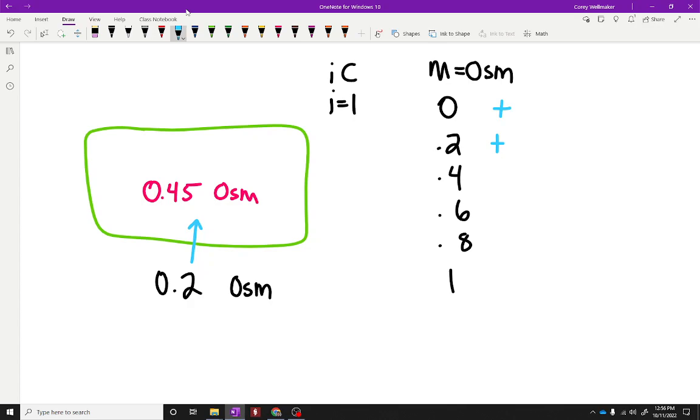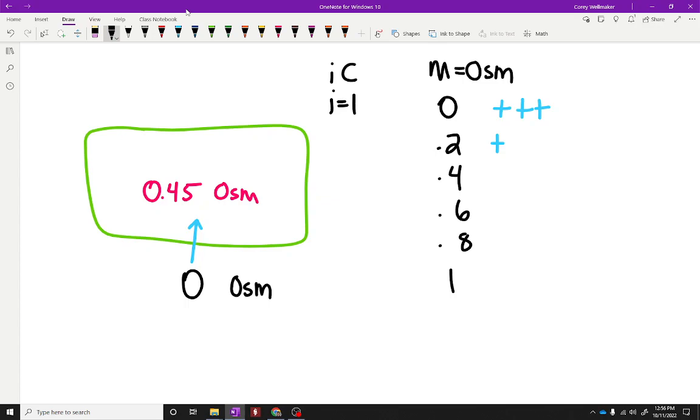How much water will go into the cell in this scenario, 0 molar, versus this scenario, 0.2 molar? I would expect more water to diffuse into the potato cell or the plant cell if it's surrounded by pure water, because the concentration gradient, the difference in the free water concentration, is more extreme in a 0 osmolar solution. And we know that the concentration gradient affects the rate of diffusion.